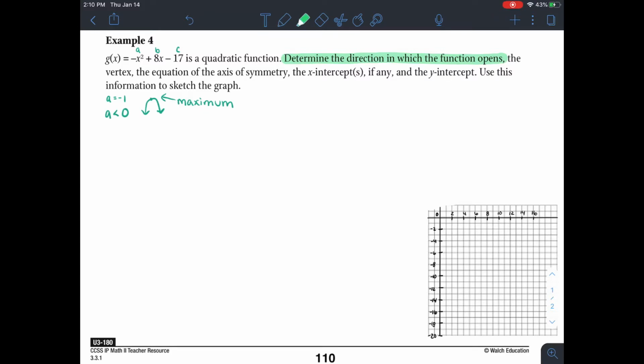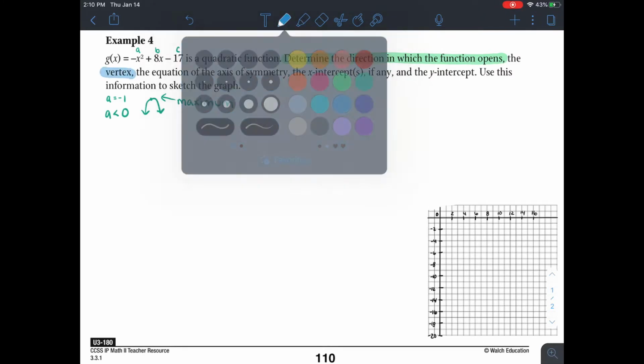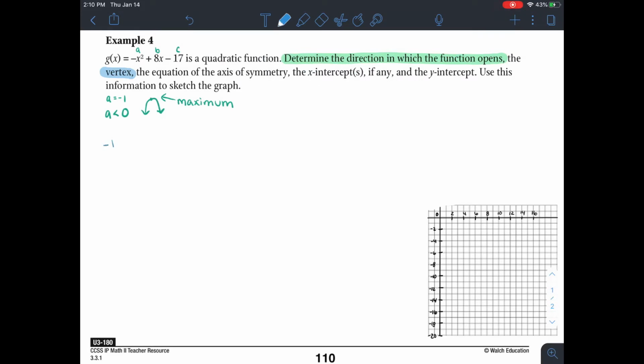The second piece says to find the vertex. Now remember, our vertex is a two-step process. The first piece is we're going to do -b over 2a. That's going to find the x value, and then we're going to plug that back in. So using what we know, -b over 2a would be -8 over 2 times -1. This simplifies to 4.